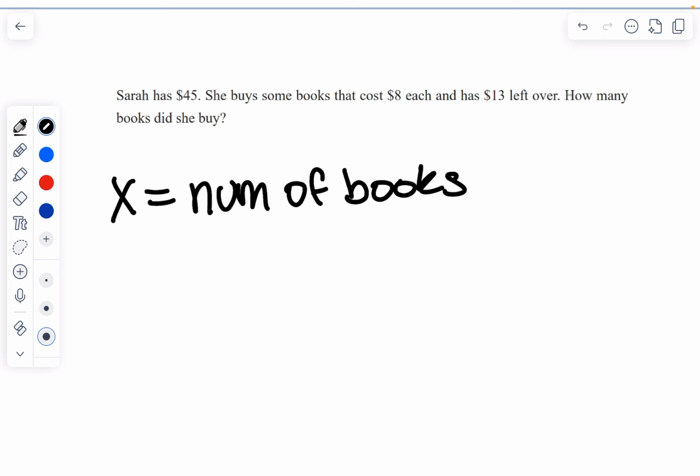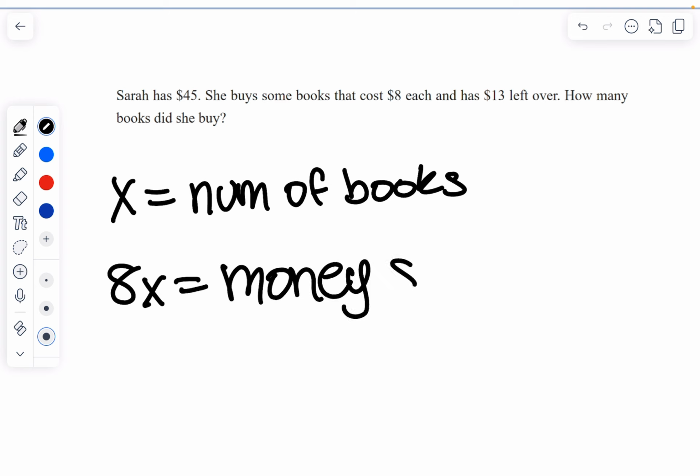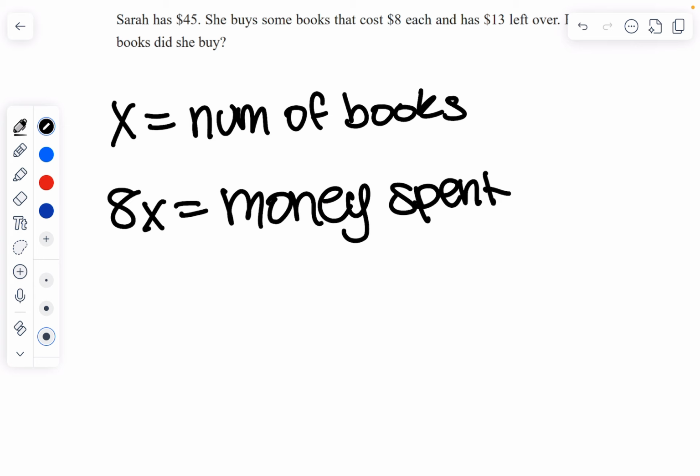Next, we need the money spent. Since the books cost $8 each, that means the money spent is 8x, since she bought books that cost $8 each. So 8x is equal to the money spent. And then finally, we should make an equation for how many books she bought.